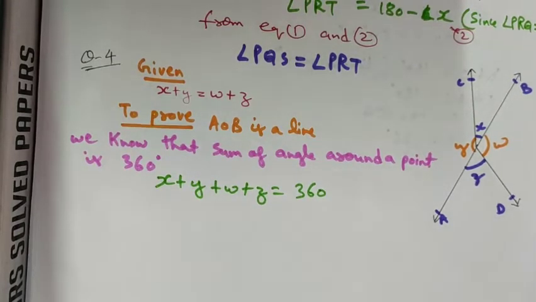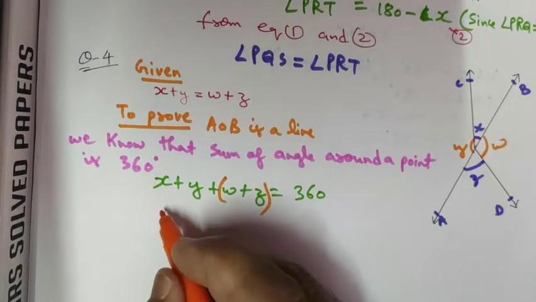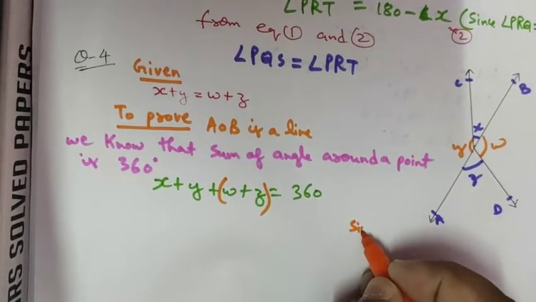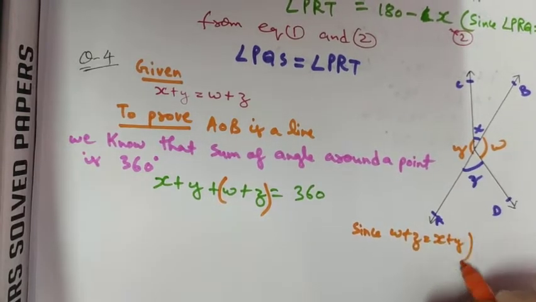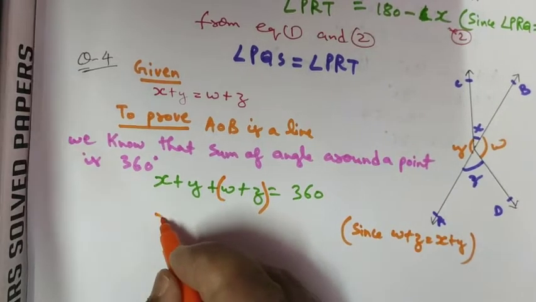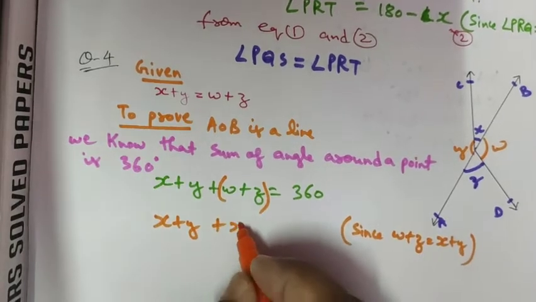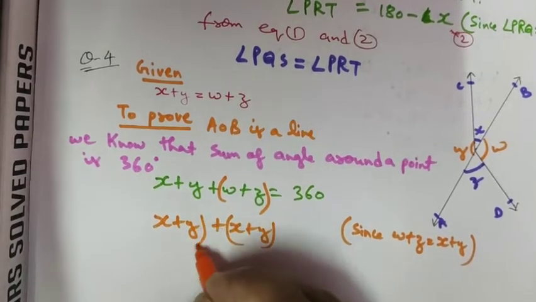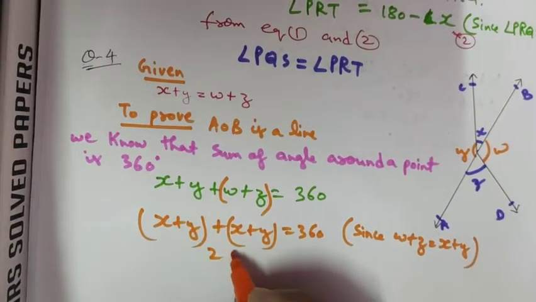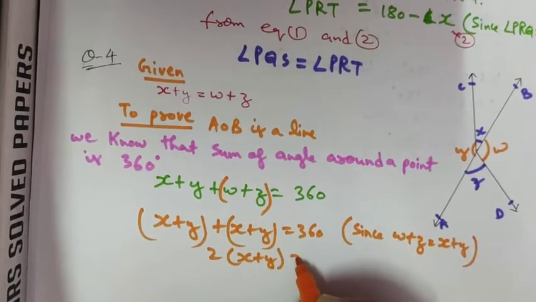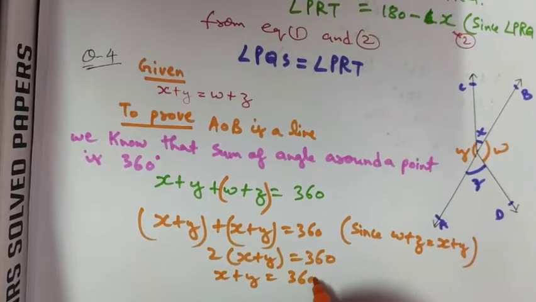So we can substitute the value of W plus Z as X plus Y. Since W plus Z equals X plus Y, in place of W plus Z, we will substitute X plus Y, equals 360 degree. So we can write it as 2 times X plus Y equals 360. That means X plus Y equals 360 upon 2.